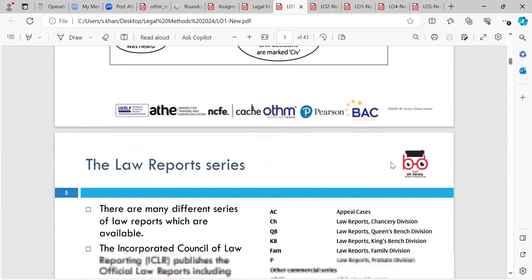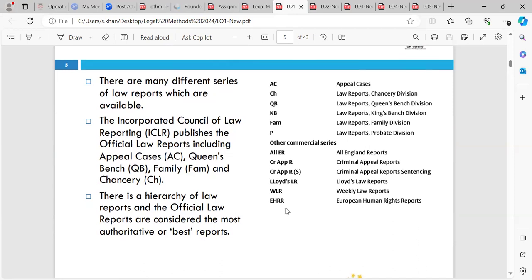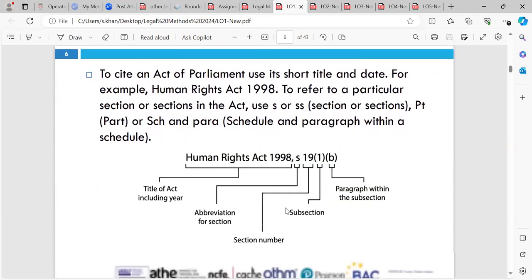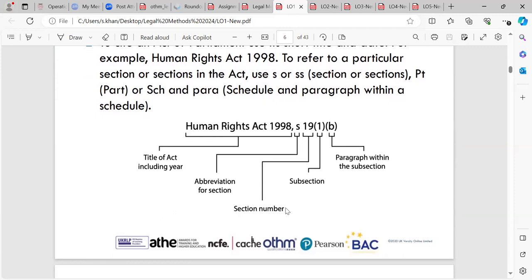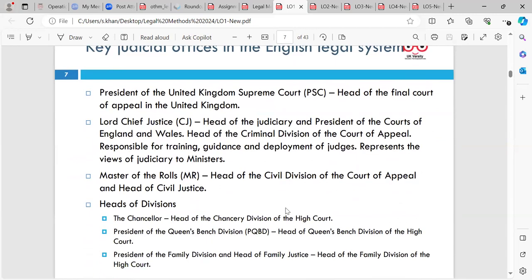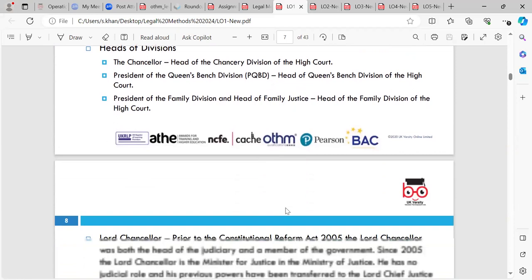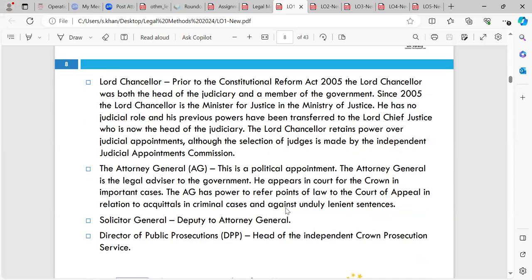We went through the importance of law reports, and how there are so many different law reports for you to go through when trying to identify a case or get any sort of information on a case. Statutes, again: we looked at the importance of statutes, the importance of section numbers, subsections, and paragraphs within subsections. We then looked at the key judicial offices in the English legal system, the Supreme Court, the head of the judiciary, and the President of the Courts of England and Wales. We went on to look at the Constitutional Reform Act 2005 and its importance in regard to the Lord Chancellor's role and how that changed.